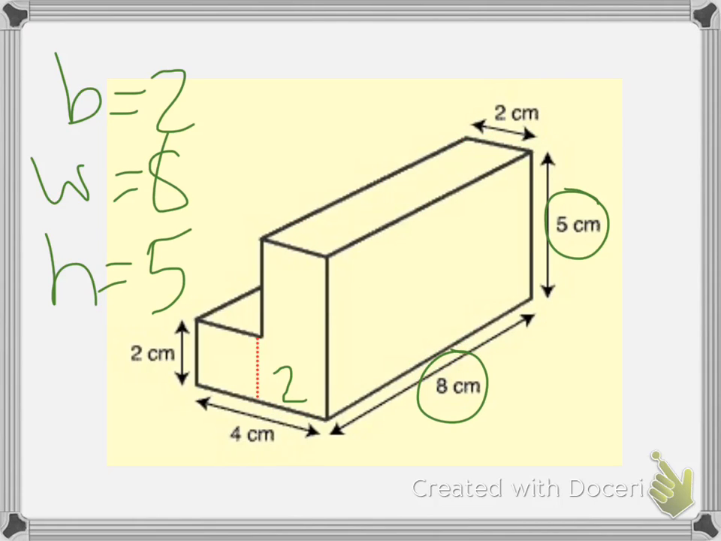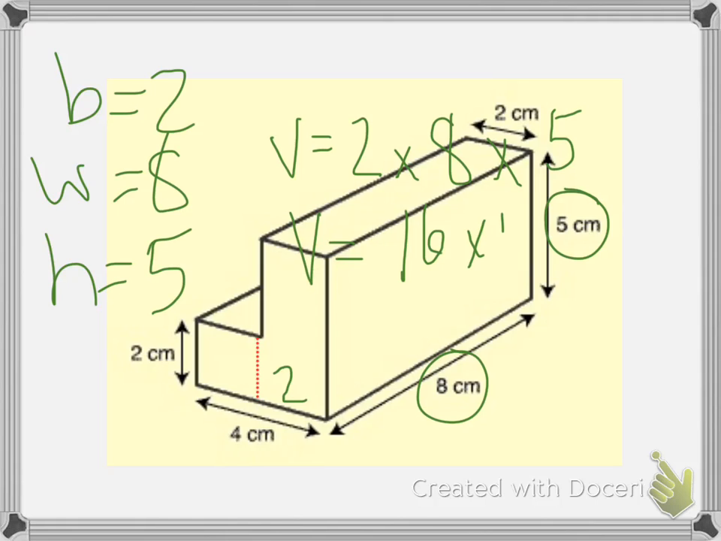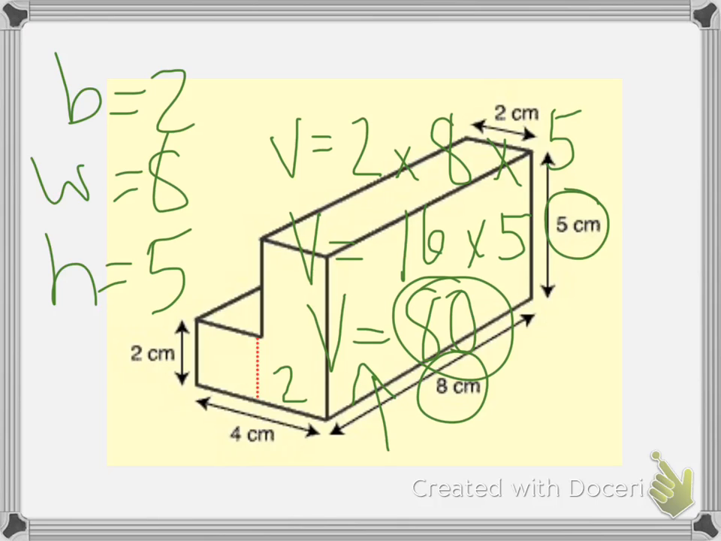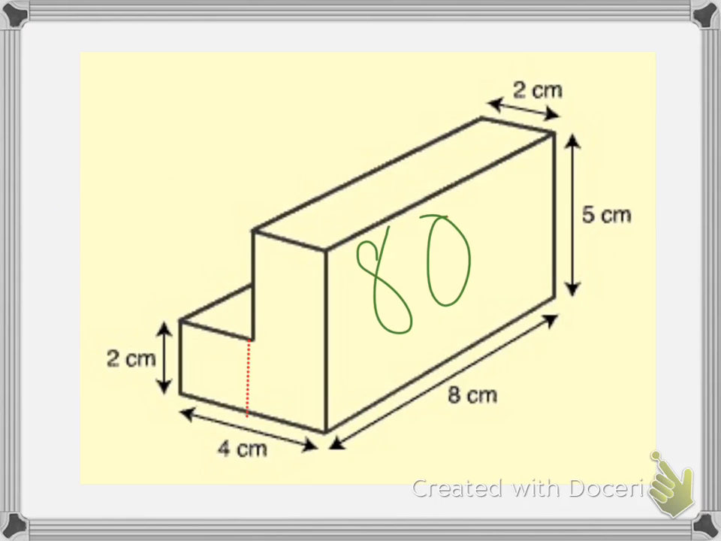Now using the equation, we can find the volume. So our volume is base 2 times width 8 times height 5. When we multiply this out, we get volume equals 16 times 5. And on the calculator, you can do 16 times 5, and you'll get 80. So just there, we solved for the volume of this rectangular prism.